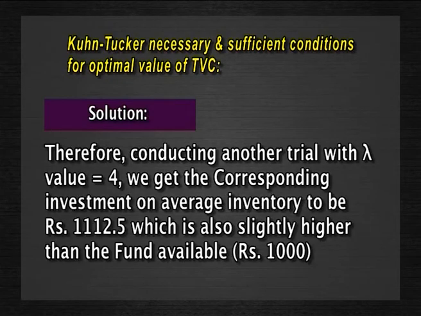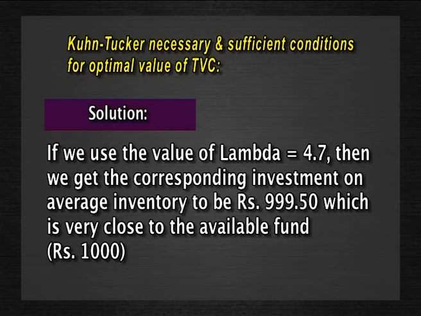Therefore, conducting another trial with lambda value equal to 4, we get the corresponding investment on average inventory to be Rs 1112.5, which is also slightly higher than the fund available, which is Rs 1000. If we use the value lambda equal to 4.7, then we get the corresponding investment on average inventory to be Rs 999.50, which is very close to the available fund, which is Rs 1000.